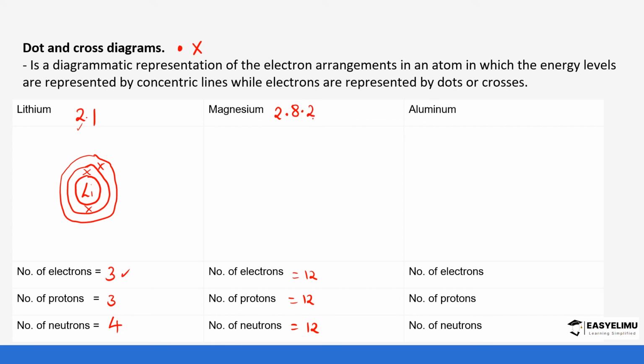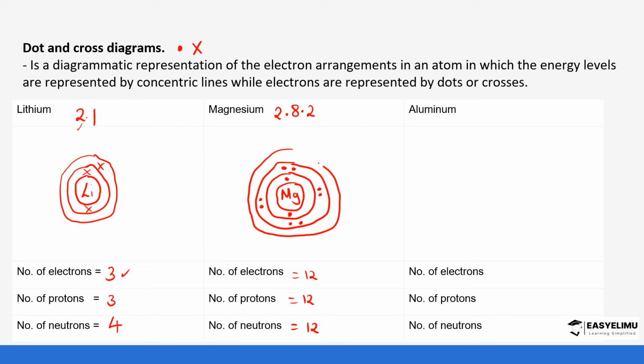So when we present that, we put the symbol at the center, we close the nucleus, then the first shell, we will place the first two electrons. So this time round, we will use the dots, so we can put the two dots. And then the next shell, we are going to put the 8 dots, so 2 and 8. And then the last shell, which is the third shell, we will put the two electrons that are remaining.